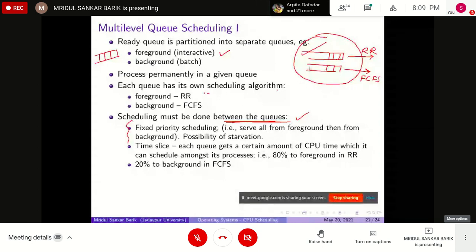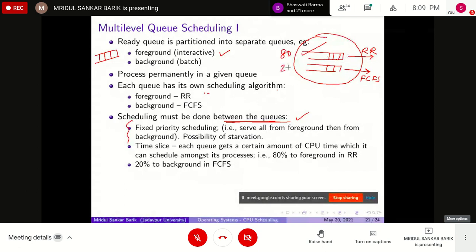In case of time slice, say the total is 100 units of time, 80 units of time would be used by all the processes belonging to the foreground queue, and 20 units of time would be used by all the processes in the background queue. So this is time slice, and the other is fixed priority. Whatever CPU time you have, you are dividing it based on the processes in the ready state.